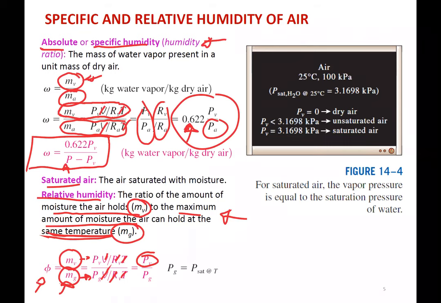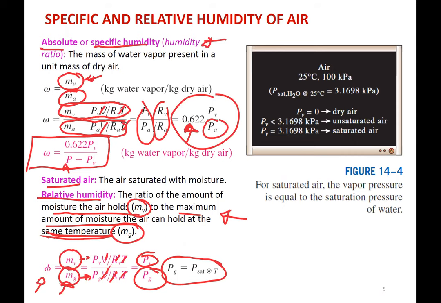Then this is the max, right? This is the saturation pressure at the given temperature. Okay, so that is the maximum partial pressure that the water vapor can have at that given temperature.